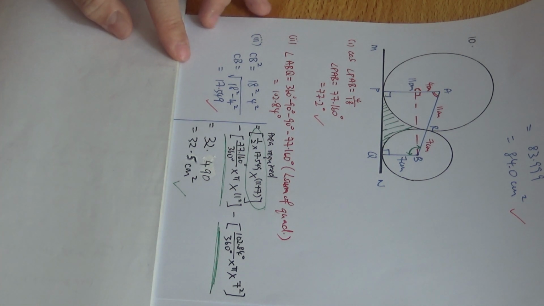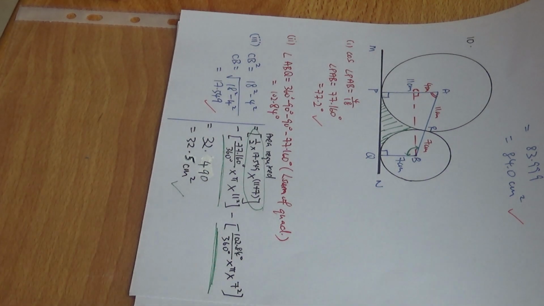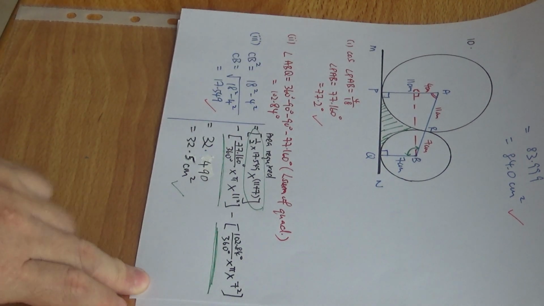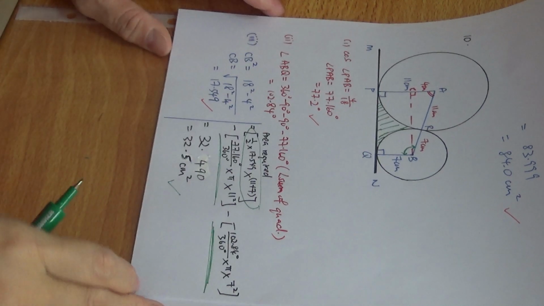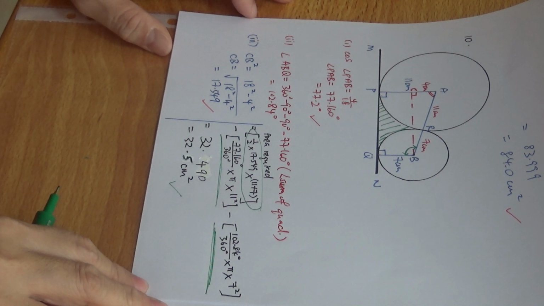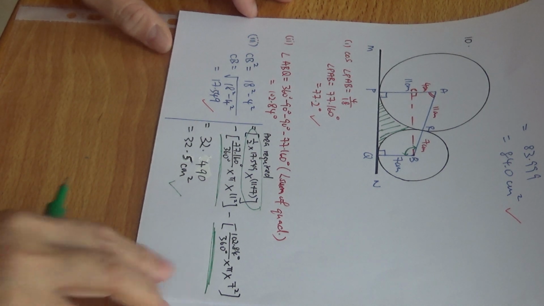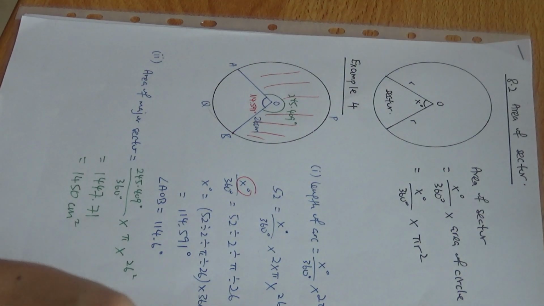So class, this will complete the whole of exercise 8B, question number 10. Please ensure that you do your homework first before you go through the answers, and if you get the answers wrong, please look at the mistakes that you have made and correct them, and do not repeat them in future. So that will complete your section 8.2. Thank you, class.